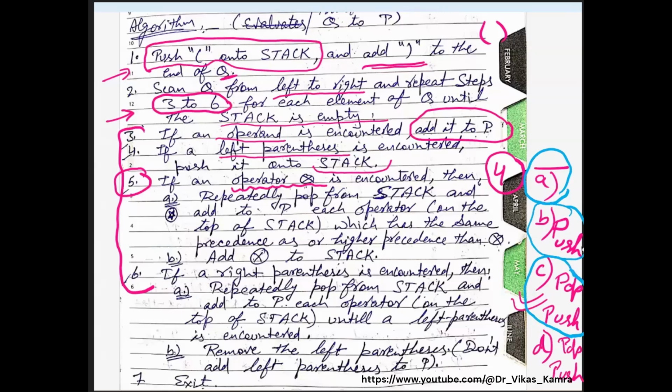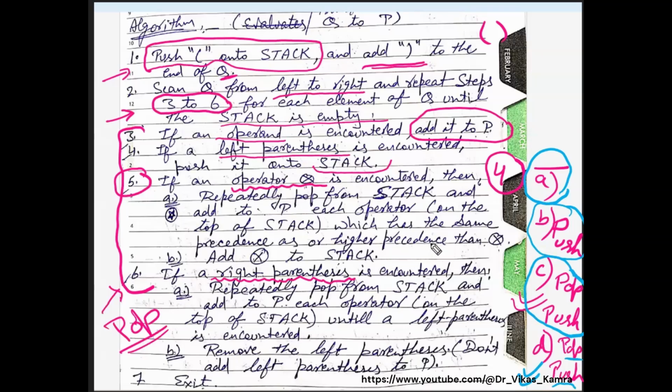If both operators have the same priority, again the same thing will happen. First a pop will be done from the stack, then the new operator will be pushed onto the stack. Now this is step number 5. So now coming to the fourth case. If a right bracket or right parenthesis is coming, what to do? You simply have to do the pop operations. No push operation is required if a right bracket is coming.